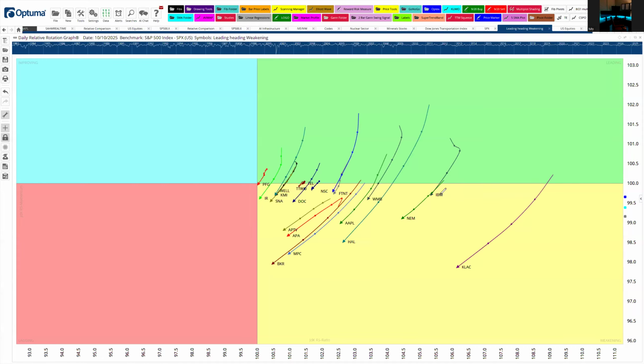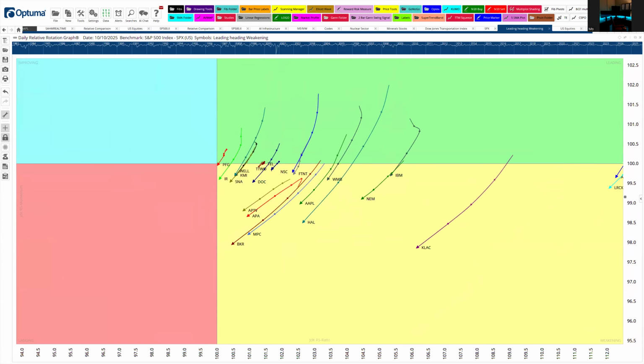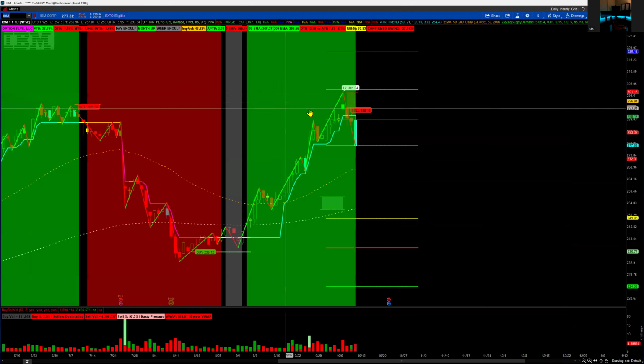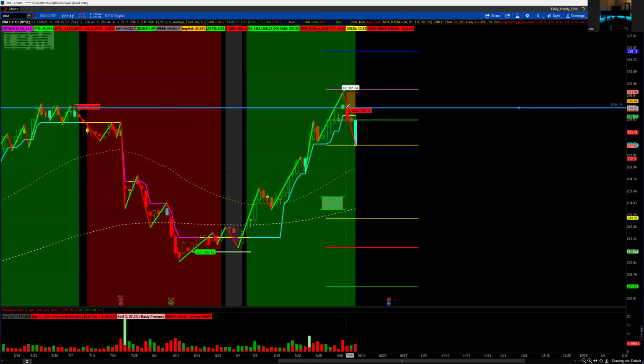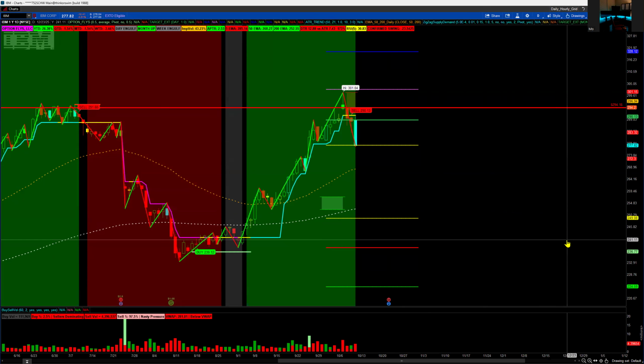So IBM is still good. Yesterday it tried to form a reversal hook. No, IBM might be taking a breather. I think IBM got a sell signal. Yeah, it triggered a sell signal on Thursday as well. You see how it works? Rotation confirms the buy signal, and the same way rotation confirms the sell signal.